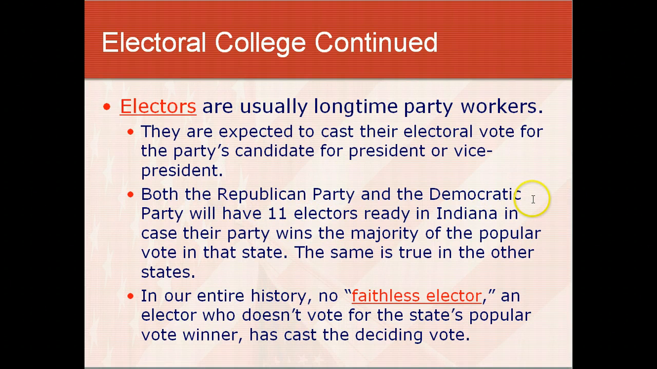So both the Republicans and Democrats will have 11 electors ready in Indiana in case their party wins the majority of the popular vote, and the same is true in other states.